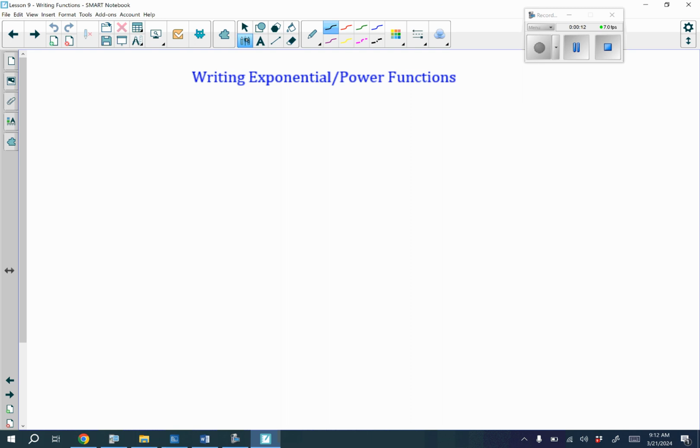So remember, exponential functions are going to be in the form of y equals a times b to the x. So your variable x is going to be in the exponent spot, while power functions is y equals a times x to the b. So in this case, with power functions, x is a base. Okay, so make sure you know the difference between those two.